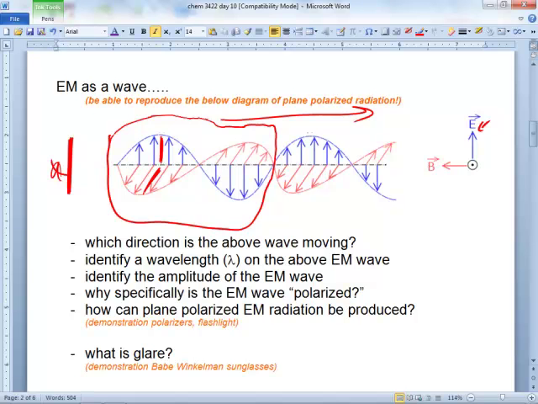What is glare? It is polarized radiation. Well, it's really technical to make it a whole sentence. Glare would be unpolarized radiation striking something flat and reflecting. Like on the road, you see a lot of glare on the road or off of other cars. So polarized sunglasses are a nice idea.